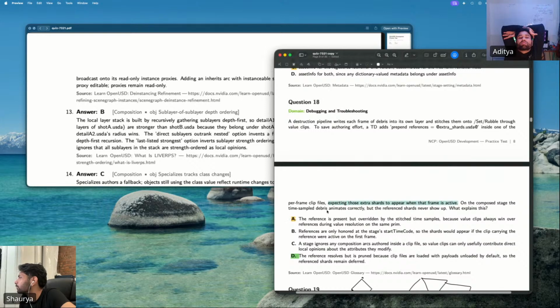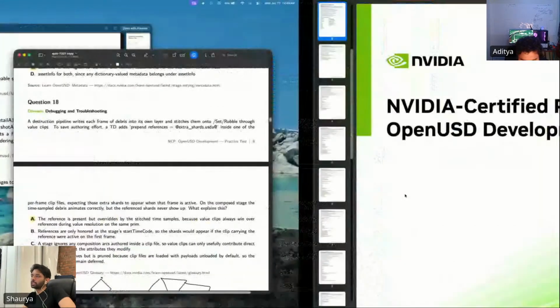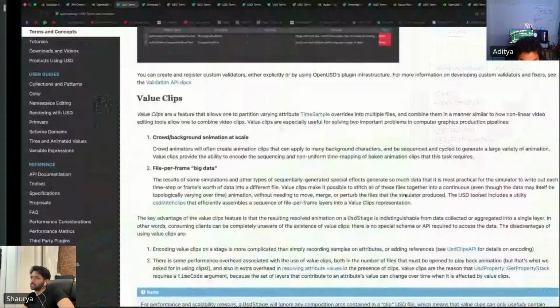The time sample debris animates correctly, but the referenced shards never show up. The stage ignores any composition arcs authored inside a clip, so value clips can only usefully contribute direct local opinions about the attributes they modify. It's very complicated, but I partially understand it.